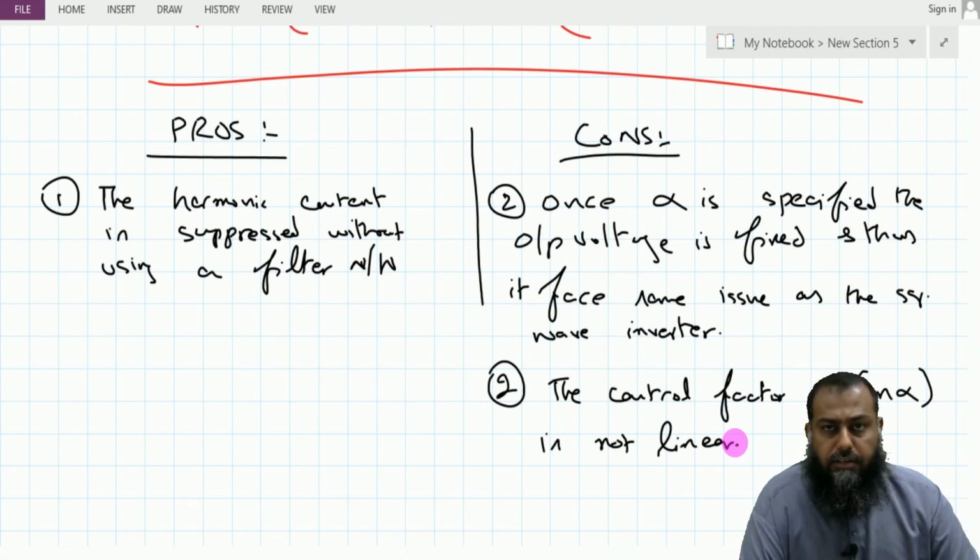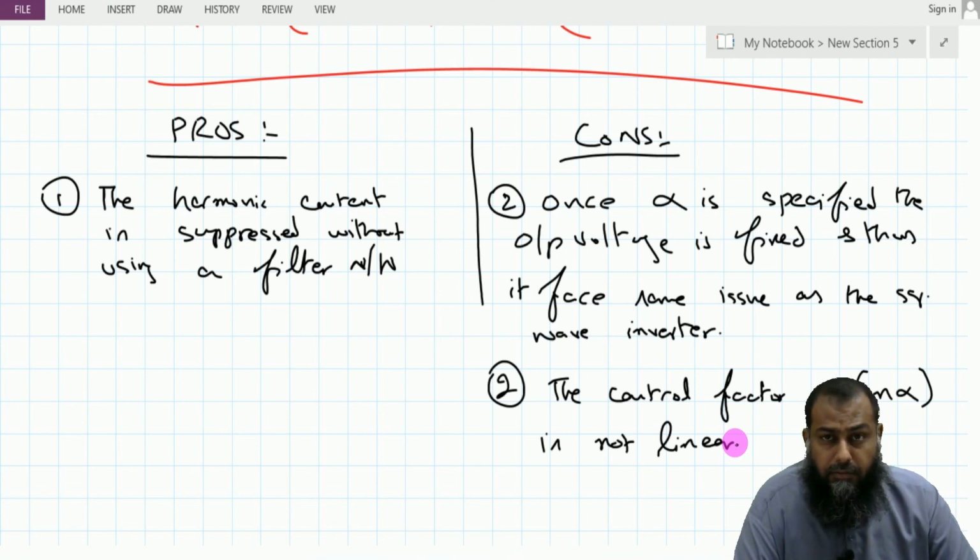In the next class we will study the pulse width modulated inverters that address the voltage control as well as the frequency control, and it also has a linear control on the output voltage. So in the next lecture we will discuss these things.